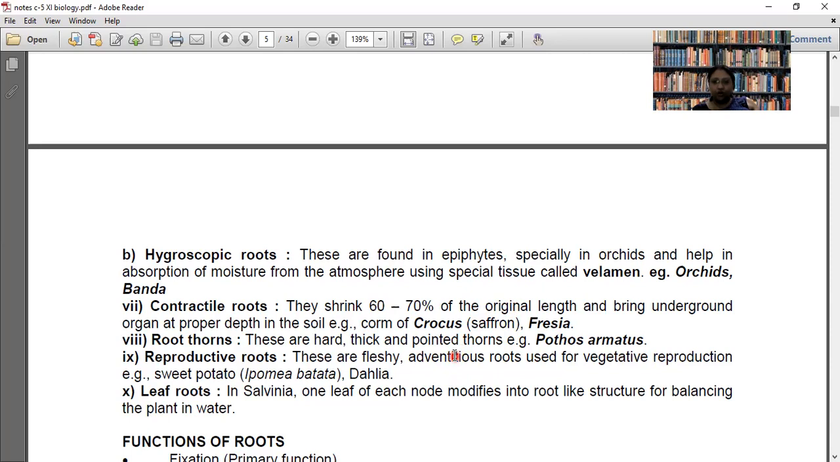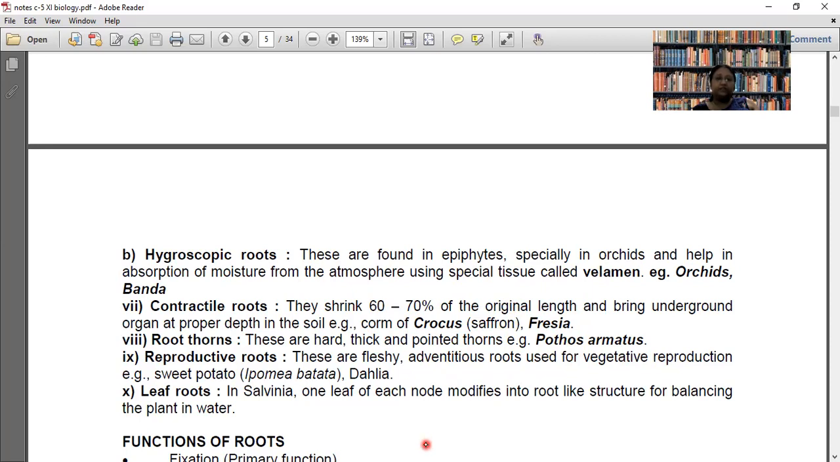Next is root thorn. Sometimes, many a times, it is observed that the root has a thorn-like structure. Thorn means something that can hurt someone. For example, Pothos aromatus is a plant where the root can act as a thorn.